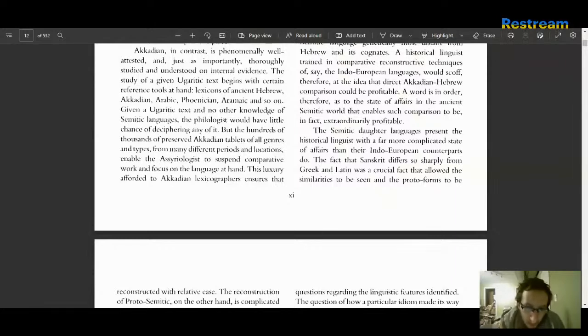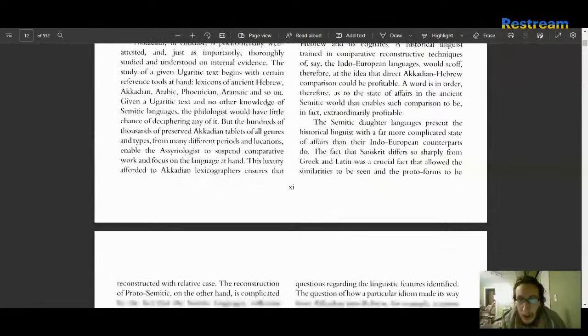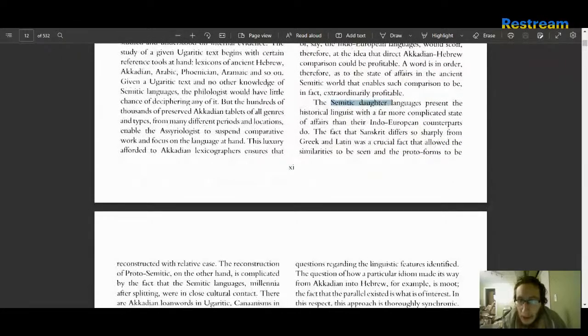Rabbinic Hebrew preserved some extra Hebrew words that are part of the original Hebrew, but otherwise, almost all Hebrew words became lost due to this fact. But Akkadian preserves a vast quantity of its vocabulary due to the vast amount of material that was preserved in Akkadian.